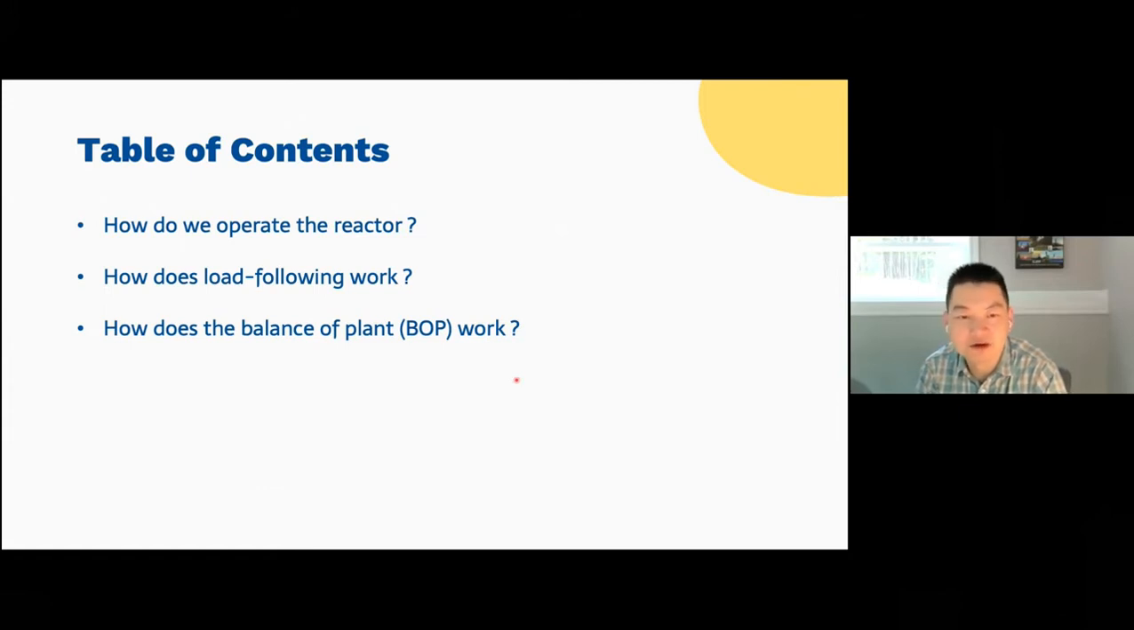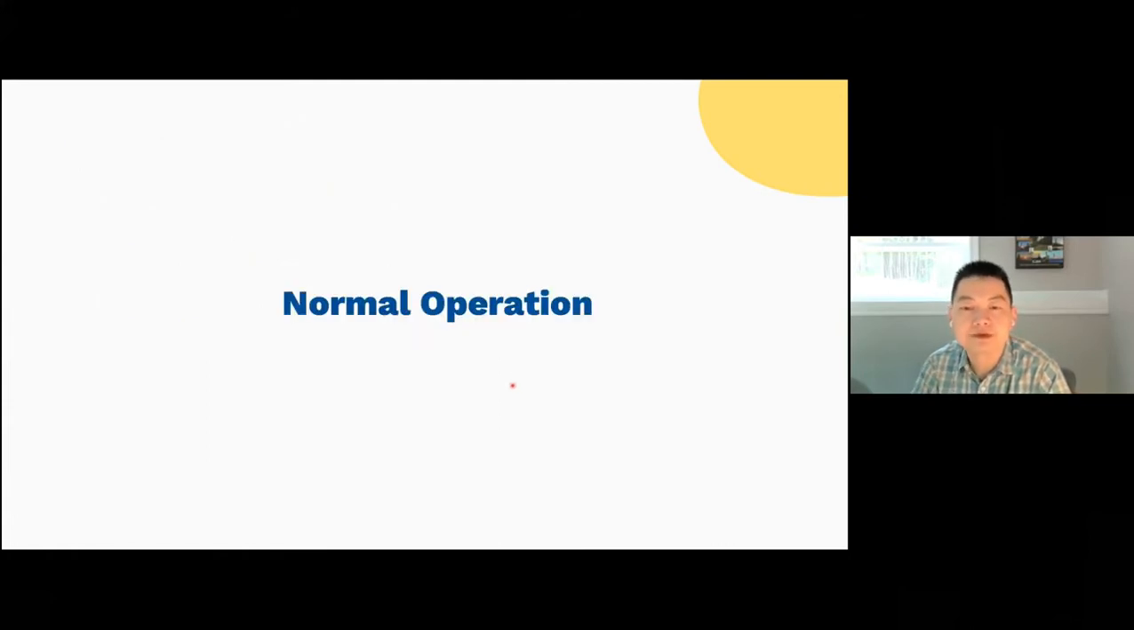So what load following means is that the power output of the power plant can be adjusted to suit the demand of the utilities. And the last, we're going to talk about the balance of plant, the BOP. So those are a large part of the power plants. They're not safety related, but they're very important for the operation of the power plant. Let's go to the next slide.